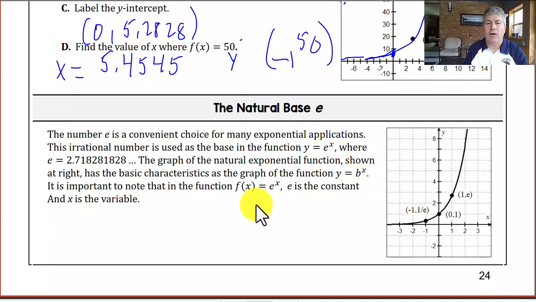It's important to note that in the function f of x, e is a constant and x is the variable. So just because e is a letter doesn't mean it's a variable here. It's that constant 2.71828. The graph goes through the point 0, 1 and also through the point 1, e. So e is an irrational number, like pi is an irrational number.